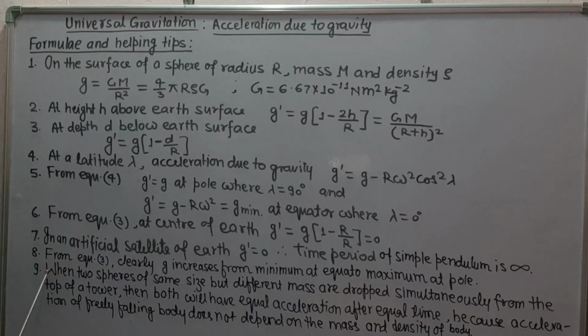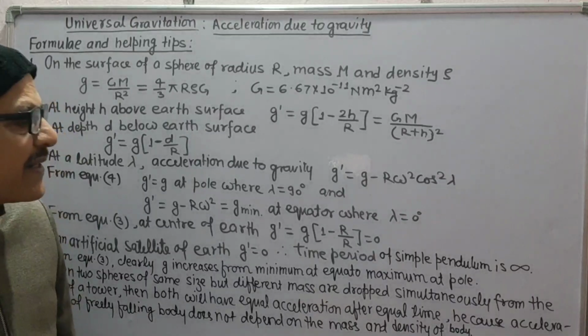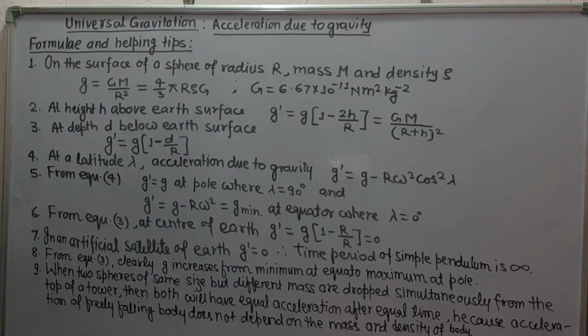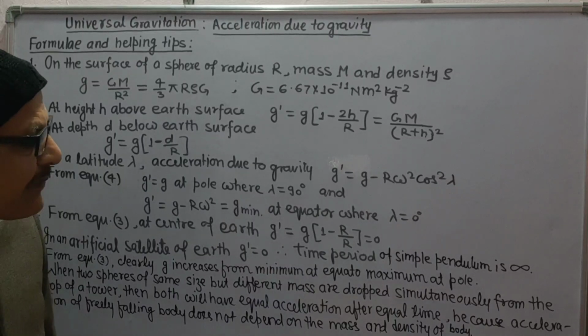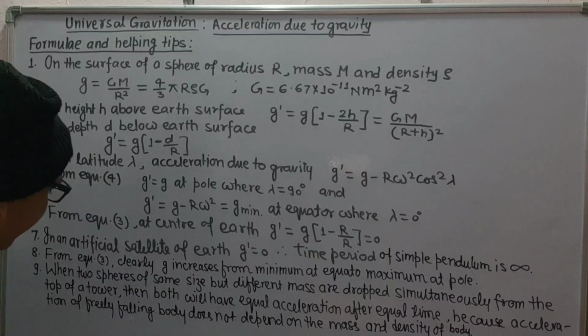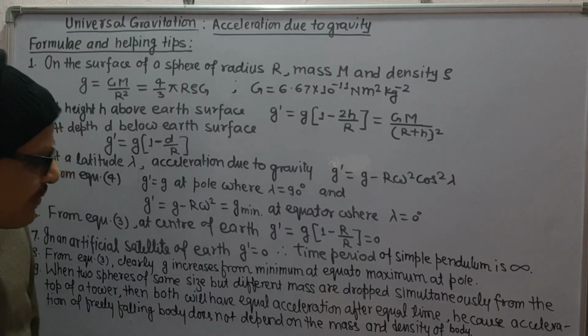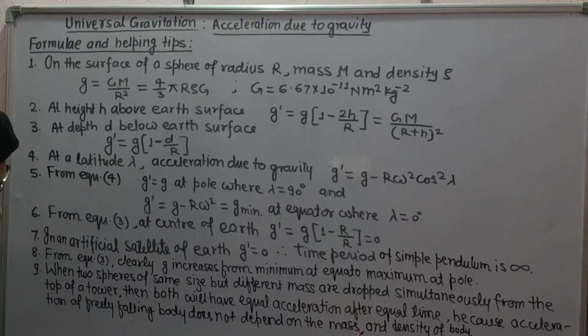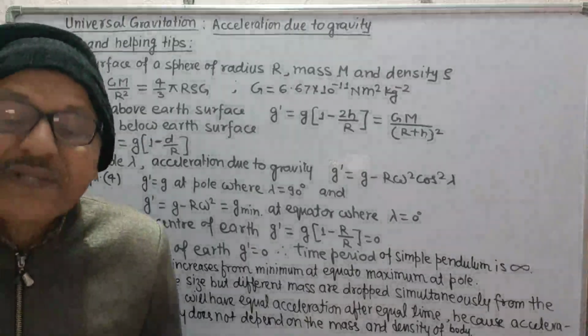Next, when two spheres of same size but different mass are dropped simultaneously from the top of a tower, then both will have equal acceleration after equal time, because acceleration of a freely falling body does not depend upon the mass and density of the body.